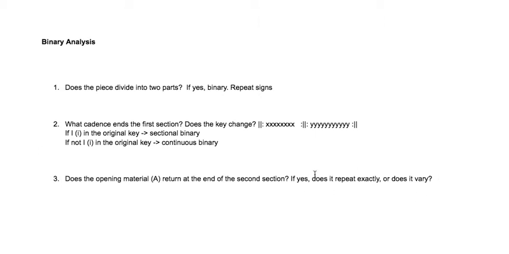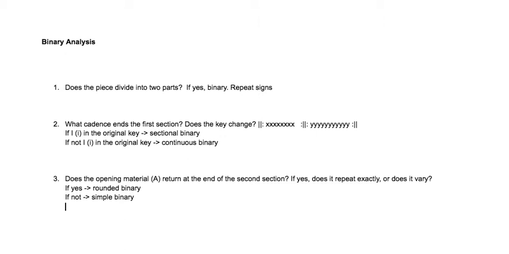And if it does, does it repeat exactly or does it vary a little bit? Okay, so if it does return, that's what we call a rounded binary. Okay. And if it never returns, if the whole piece looks like it's more like through composed, that's what we call simple binary.